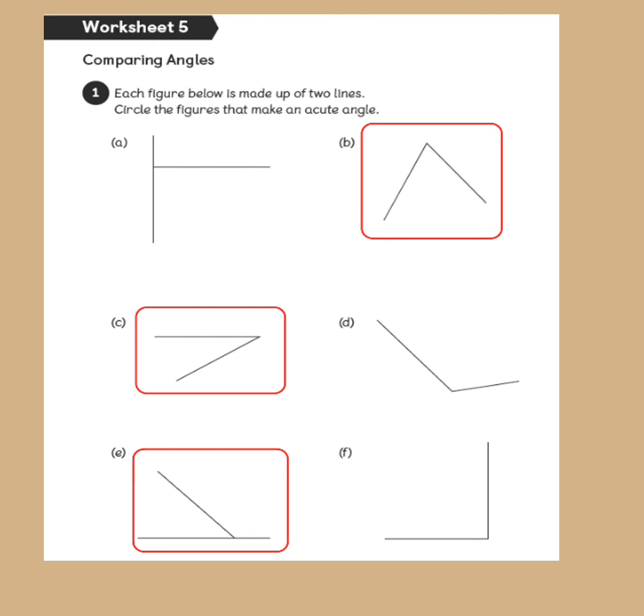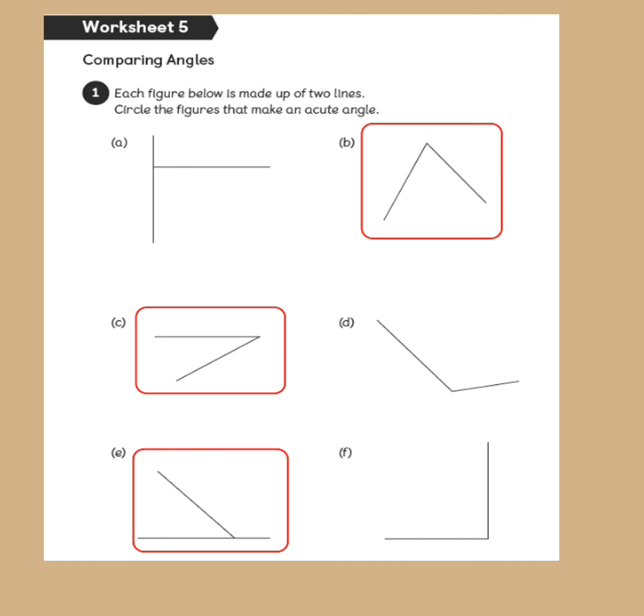Okay, so question 1 told us that each figure below is made up of 2 lines. So we call them figures and not shapes. Circle the figures that make an acute angle. Now, let's start with A. A has 2 lines joining together to make 2 angles there. Both of those angles are right angles. B, we've got 2 lines coming together to make 1 angle. That angle is smaller than a right angle, so it must be an acute angle.